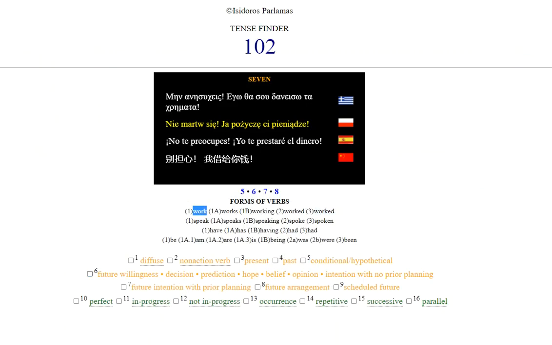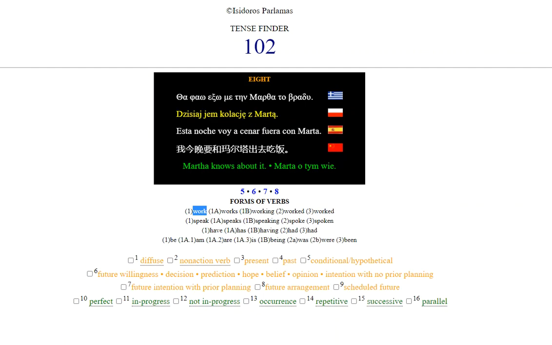Okay, now let's do number 8. Dzisiaj jem kolację z Martą. Okay, now Marta o tym wie. Martha knows about it. Okay, so let's talk about the time frame. Is it diffuse, past, present, future, hypothetical? What is it? Well, it's future.